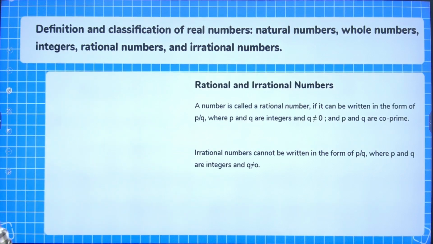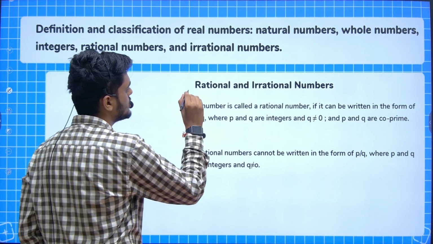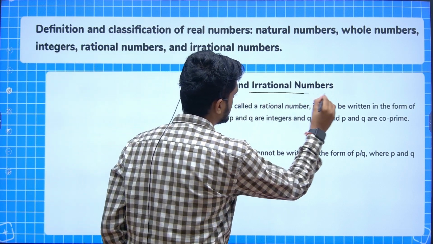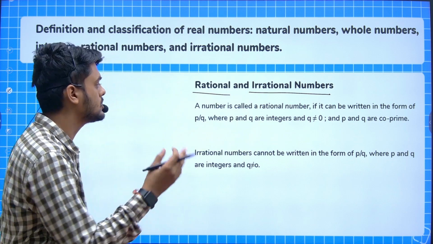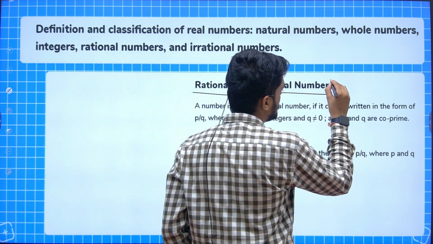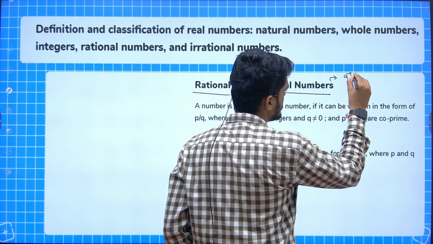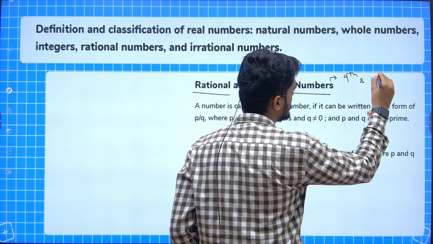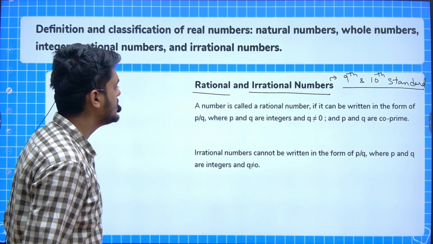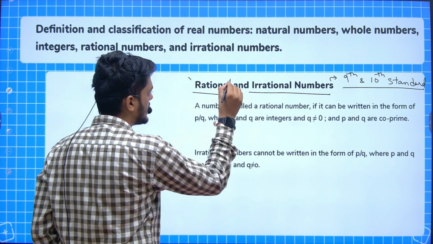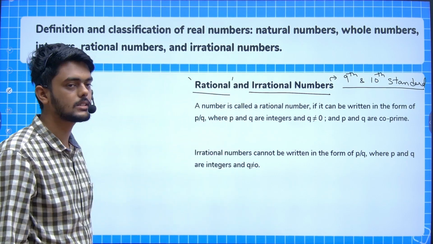Now moving ahead, we will be looking at rational numbers and irrational numbers. Basically, the concept of irrational numbers belongs to 9th and 10th standard, so we will be discussing that topic later. Now we need to look into the rational numbers. Now what are rational numbers?